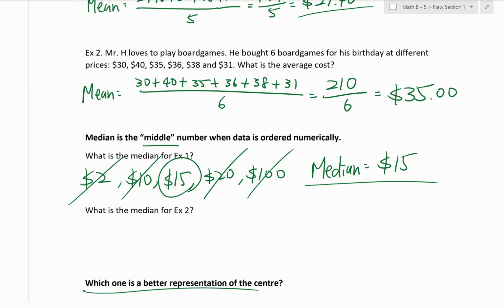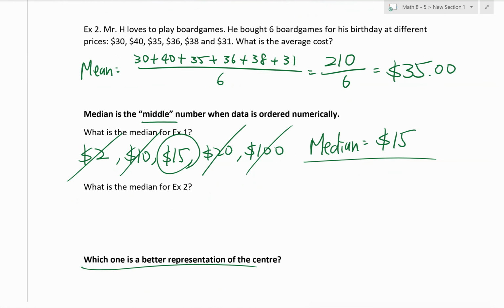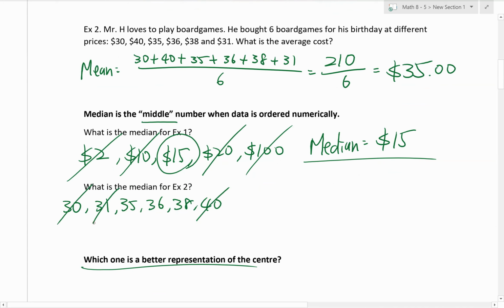Let's finish the calculation for the median for the second example. Same thing, what we need to do is to list out the numbers in order. So we start with 30, and then what's the next one? 31, and then 35, 36, 38, and 40. Again, we cross one out from the front and back, front, back. Now you can see we have two left. We can't simply cross both out, otherwise we're left with nothing.